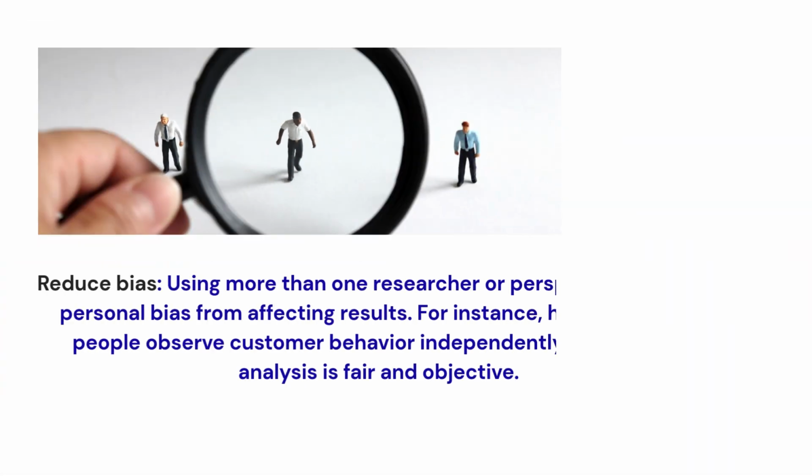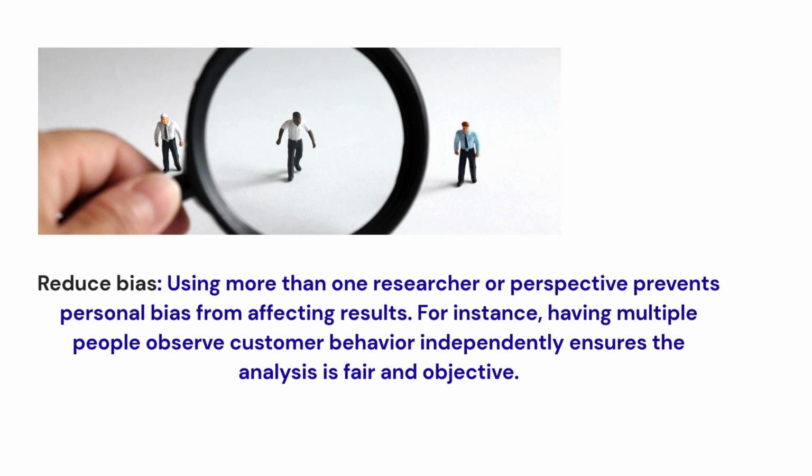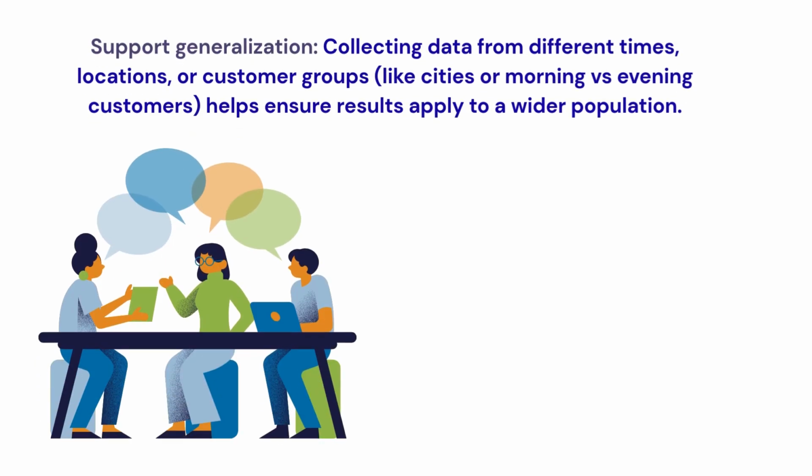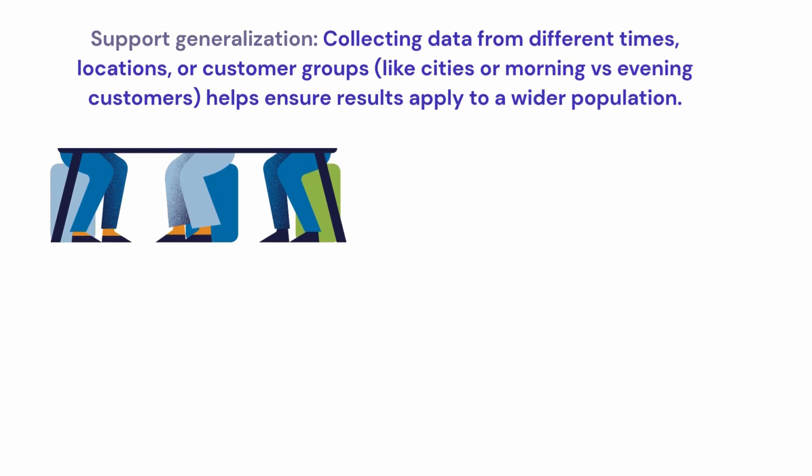Reduce bias. Using more than one researcher or perspective prevents personal bias from affecting results. For instance, having multiple people observe customer behavior independently ensures the analysis is fair and objective. Support generalization. Collecting data from different times, locations, or customer groups, like cities or morning versus evening customers, helps ensure results apply to a wider population.